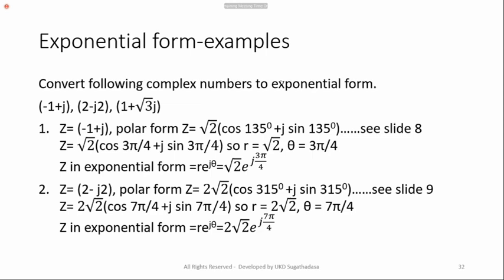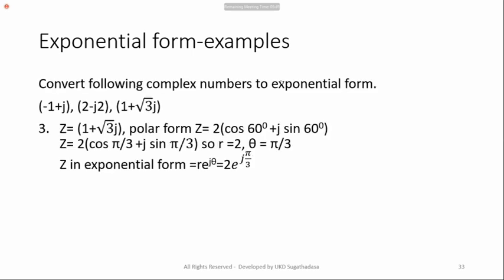The second one. Polar form, 2 square root of 2 (cos 315 + j sin 315). That is 7 pi by 4. Modulus 2 square root of 2, argument 7 pi by 4. So therefore the complex number is r e^(j theta), that is 2 square root of 2 e to the power j 7 pi by 4. That is simple conversion, polar to exponential, very simple.